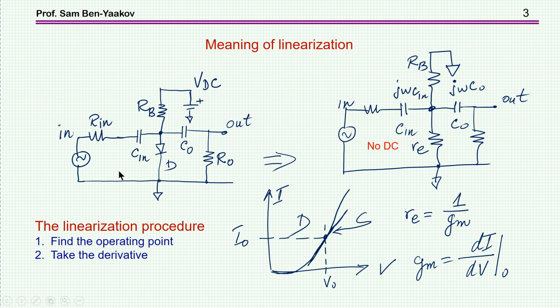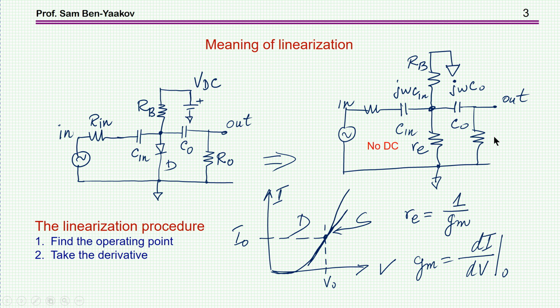Now we can analyze this circuit by, say, SPICE, by AC analysis, and this will be done after linearization. And here is the linearized circuit. In this circuit, the diode is replaced by a linear resistor. There's no DC here, it's been subtracted. And we have only the AC source and all the other components.